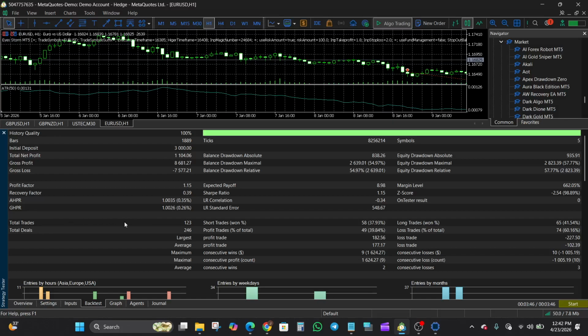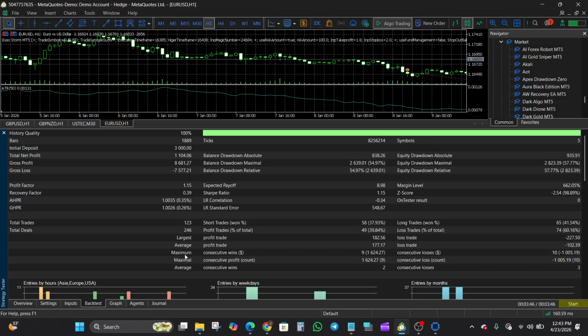And we see 123 trades we are taking, 58 were short trades, 37.93% win rate for the short trades, and then we had 65 long trades, 41.54% were profitable out of the 65 long trades.